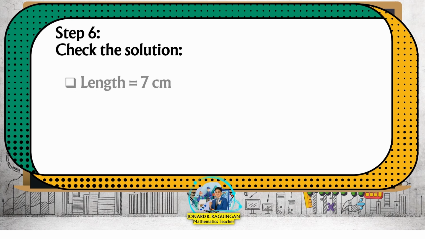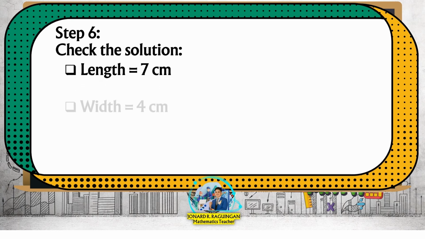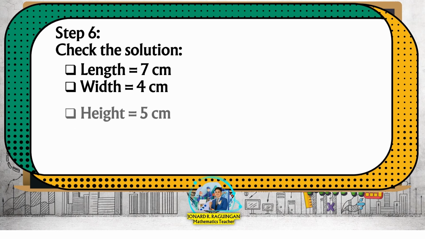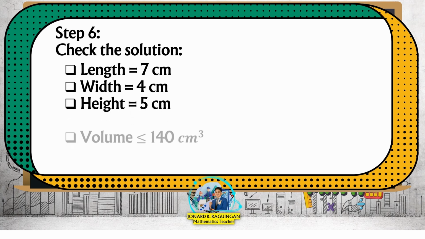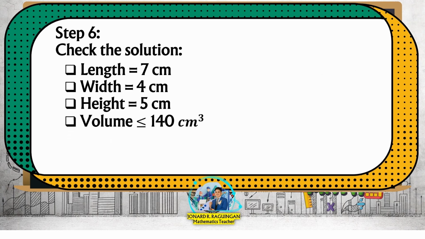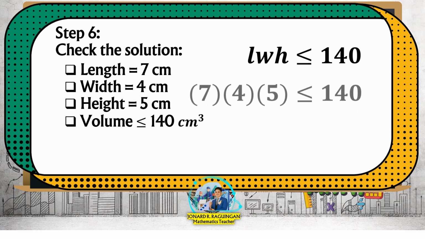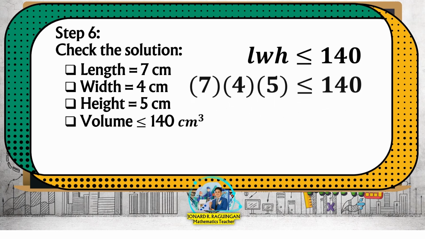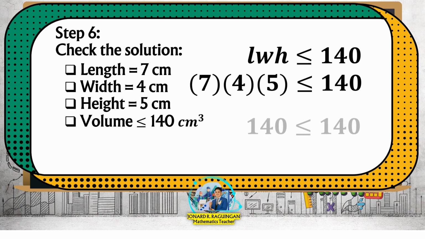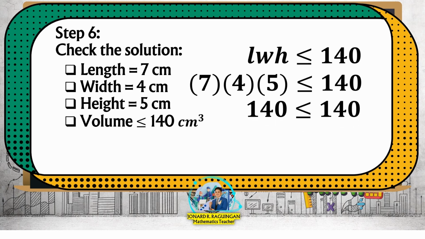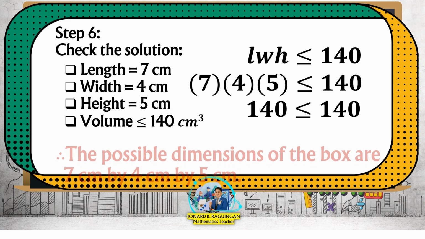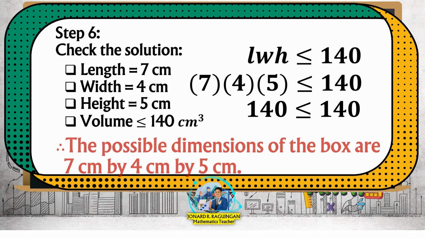Step 6. Check the solution. The length is 7 centimeters, the width is 4 centimeters, the height is 5 centimeters, and the volume is at most 140 cubic centimeters. Substituting the values of the length, width, and height, we calculate 7 times 4 times 5, which is at most 140. The volume of the box is exactly 140 cubic centimeters, which means the box can hold exactly 140 dice, satisfying the condition in the problem. Therefore, the possible dimensions of the box are 7 centimeters by 4 centimeters by 5 centimeters.